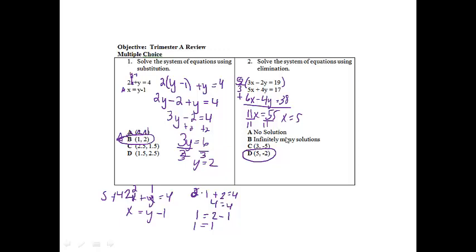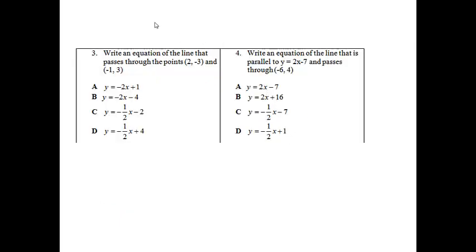All right, problem 3, write an equation of the line that passes through the points (2, -3) and (-1, 3). All right, if I want an equation of the line, I want y equals mx plus b. The first thing that I need to find is the slope. So this will be x1, y1, x2, y2. The slope is y2 minus y1, so it's going to be 3 minus -3 over x2 minus x1, -1 minus 2. So this will give me 6 over -3, which is equal to -2.